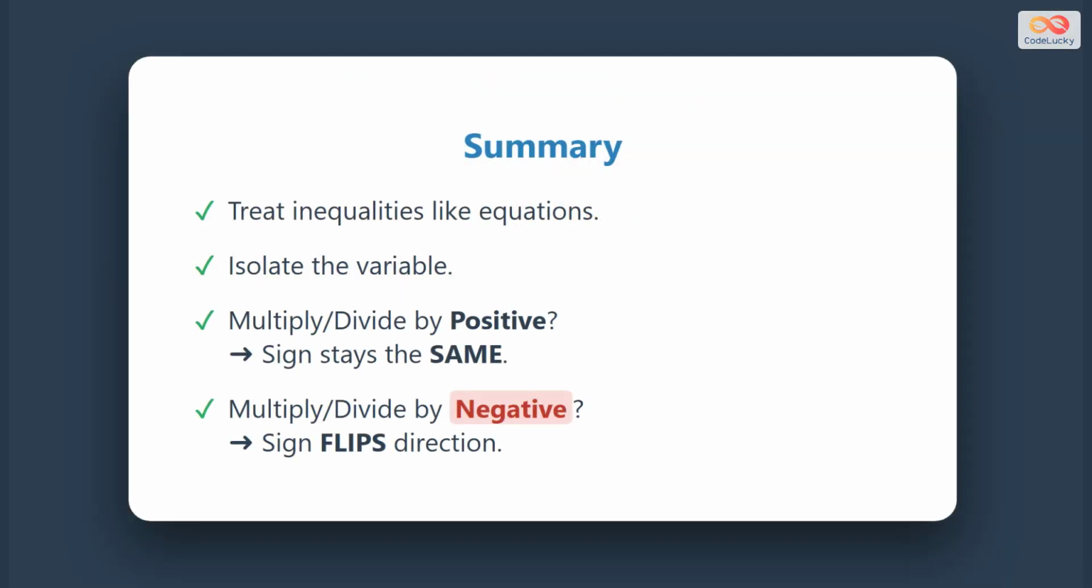To summarize, you solve one-step inequalities almost exactly like equations. You isolate the variable. If you multiply or divide by a positive number, the sign stays the same. But if you multiply or divide by a negative number, you must flip the inequality sign to the opposite direction. Keep practicing, and this will become second nature.